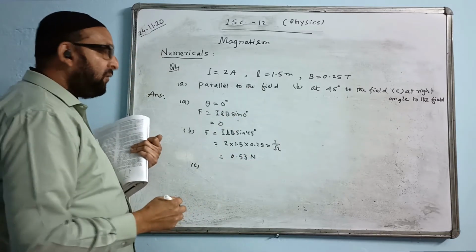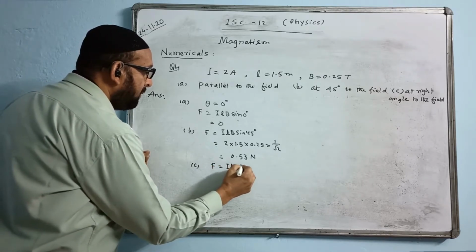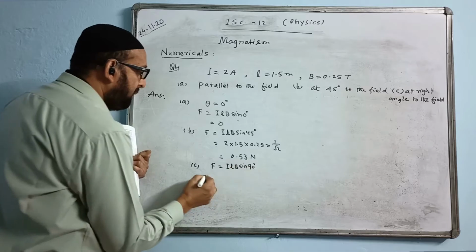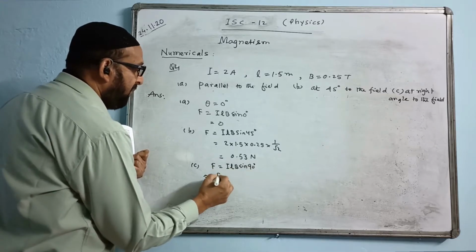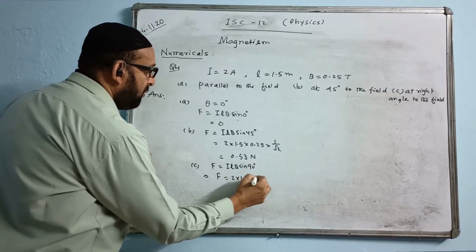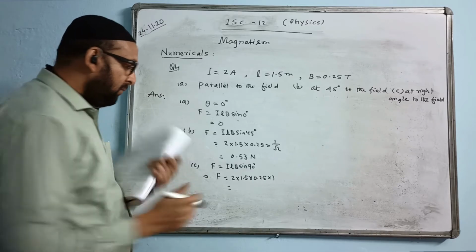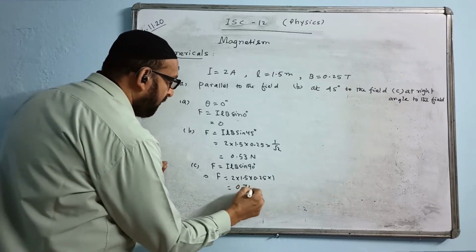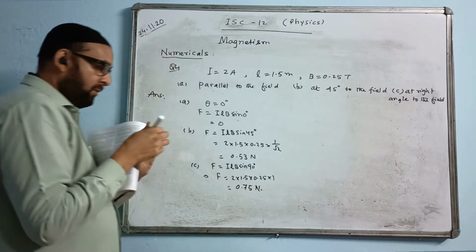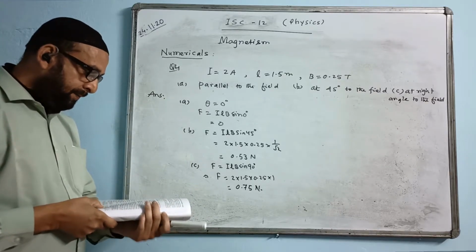See, at right angle to the field, theta will be 90 degrees, right? F is equal to ILB sin 90. So I will put 2 into 1.5 into 0.25, sin 90 is 1. And now your answer will come 0.75 Newton. This is a simple one. This is done.